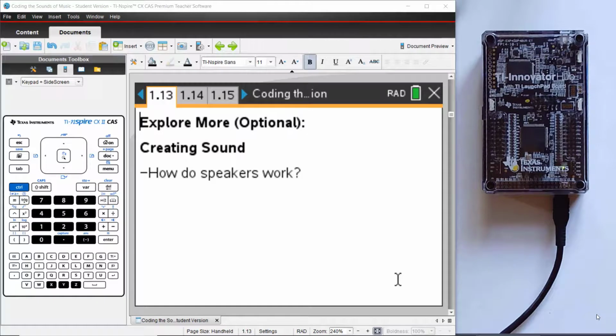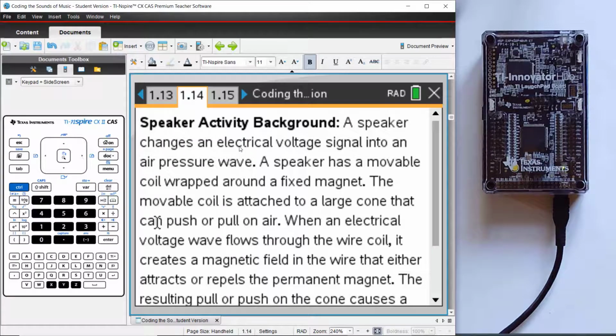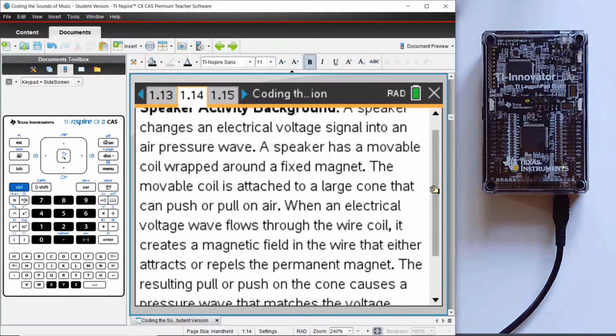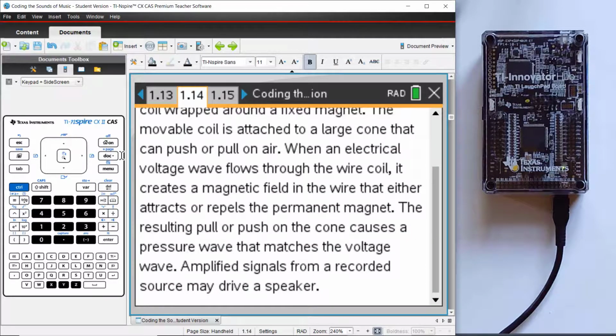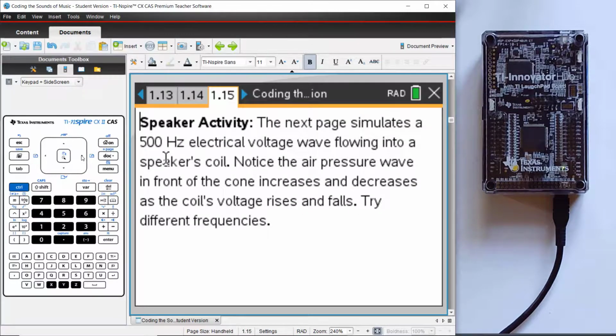Now that we've learned how a speaker works and a little bit about what sound is, now we're ready to take a look at the simulation. To do this, let's move to the next page by pressing the Control key and the click pad to the right. And here we'll basically read a summary of what we discussed in the prior video footage. So let's go forward once again, Control, click pad to the right, and here's a description of the simulation. The simulation is an example of a speaker with a 500 hertz electrical voltage wave.